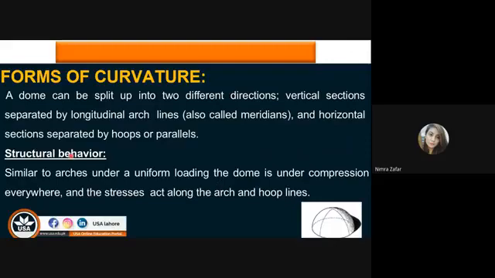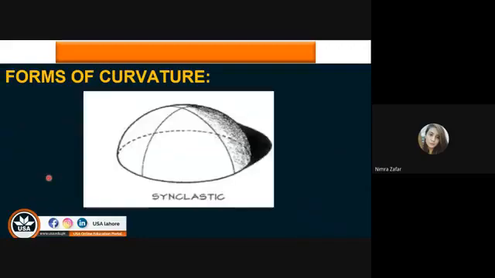The structural behavior of the dome, or the synclastic curvature, is similar to arches under a uniform loading. The dome is under compression everywhere and the stresses act along the arch and the hoop lines. So this is a dome which is synclastic. We have one curvature this way and the other curvature this way.